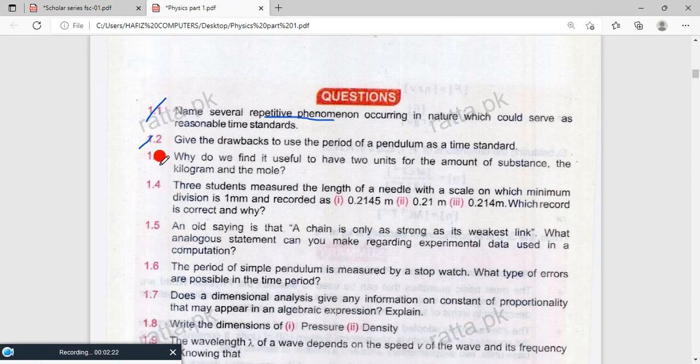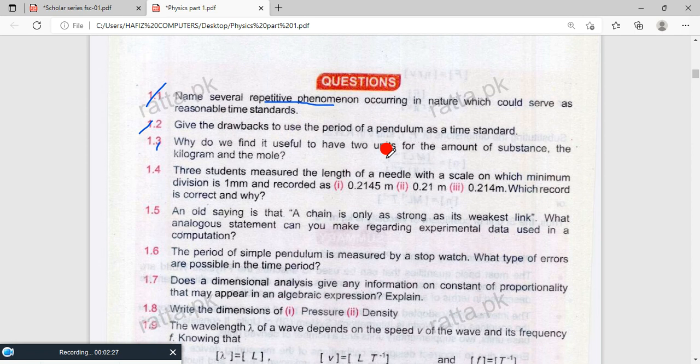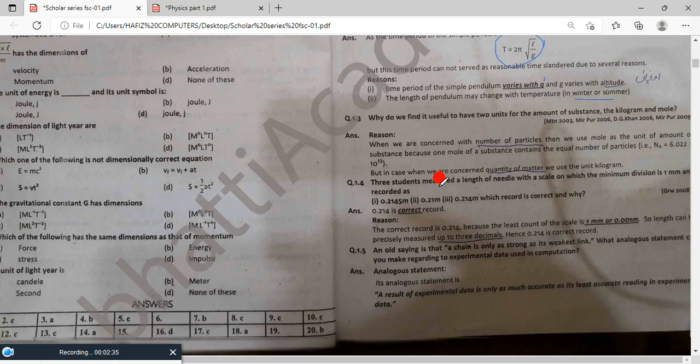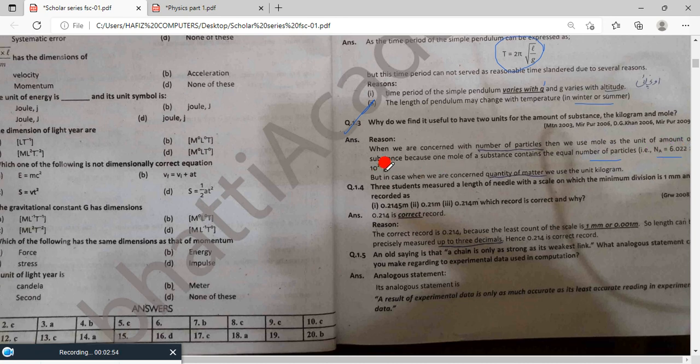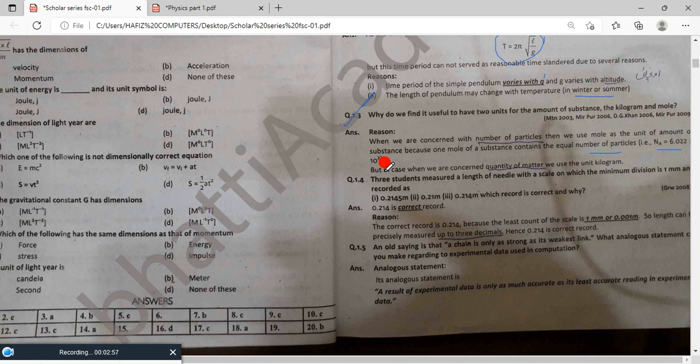Next one: why do we find it useful to have units for the amount of substance, the kilogram and the mole? Why are there two units of the amount of substance, kilogram and mole? When we are concerned with the number of particles, we use the mole as the amount of substance, because 1 mole of a substance equals the number of particles N equal to 6.02 times 10 to the power 23. But in case we are concerned with the quantity of metal, we use the unit kilogram, or kg.